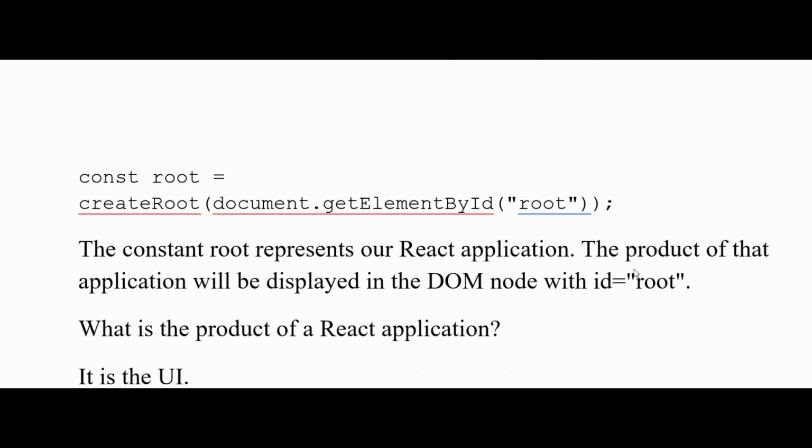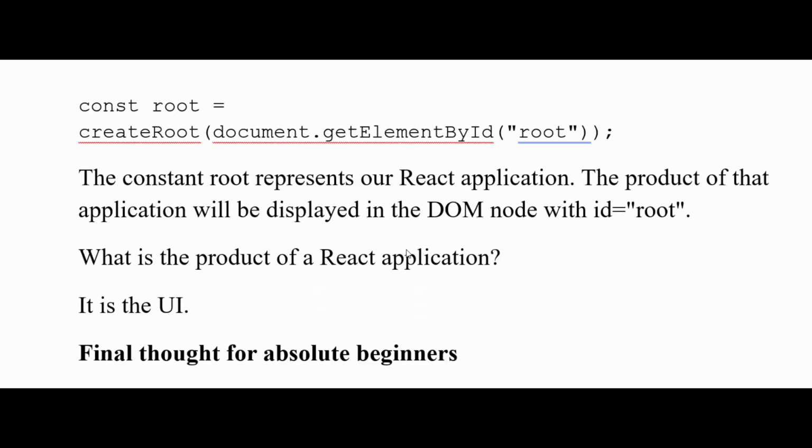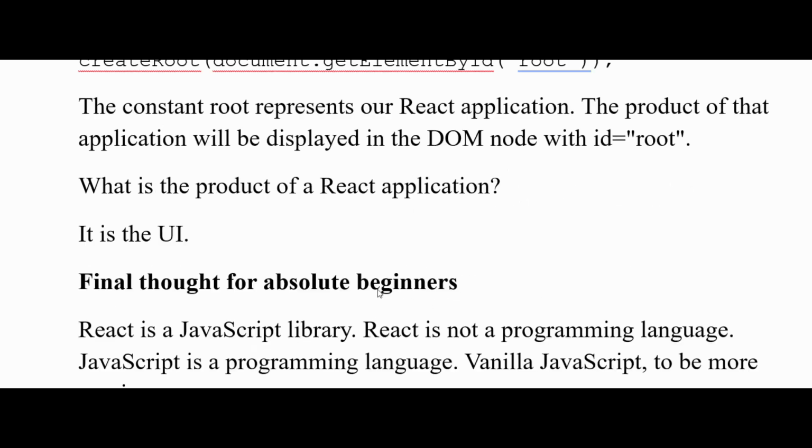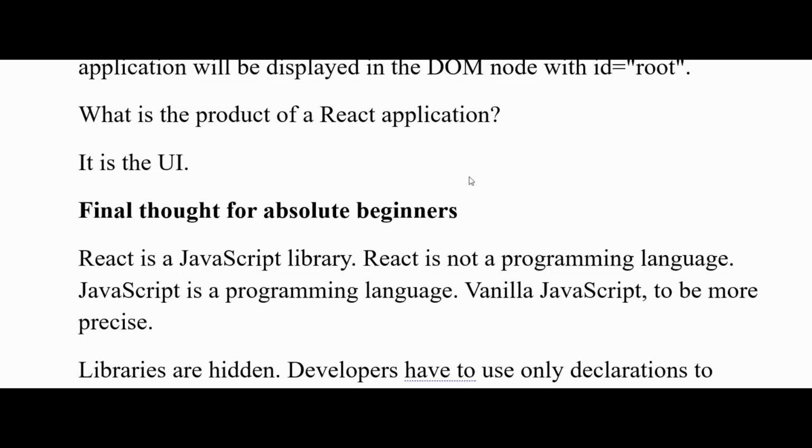Altogether, const root = createRoot(document.getElementById('root')). The constant root represents our React application. The product of that application will be displayed in the DOM node with ID equal to root. What is the product of a React application? It is the user interface.